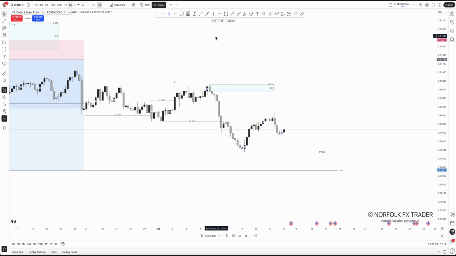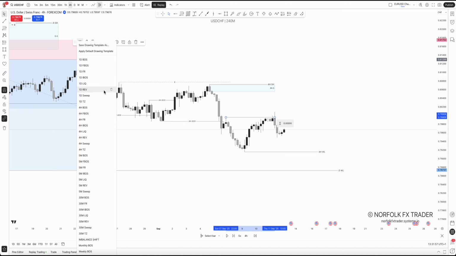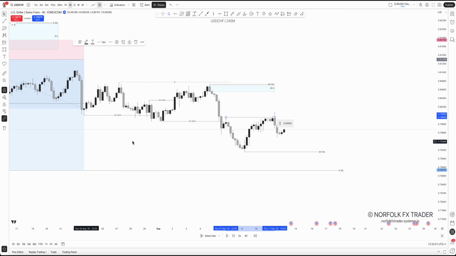So we get a sweep here. So you've got some highs here in the market, and these highs, we get a nice sweep. That often is going to show you the market's going to push lower. So we'll mark it out as a 4-hour sweep.